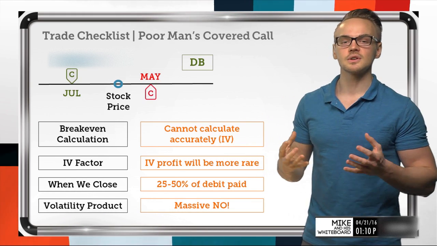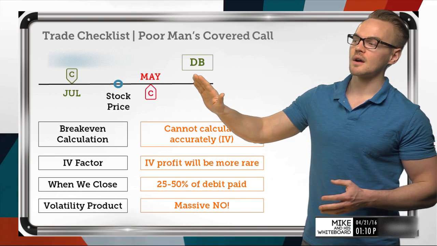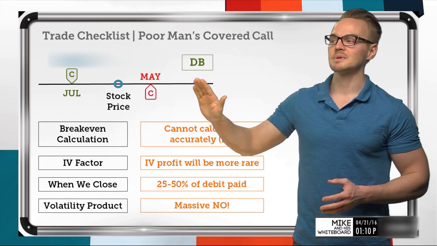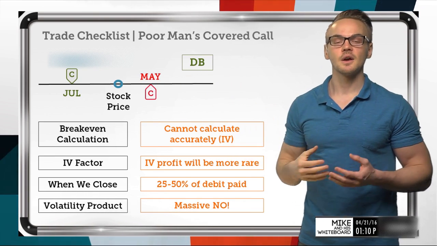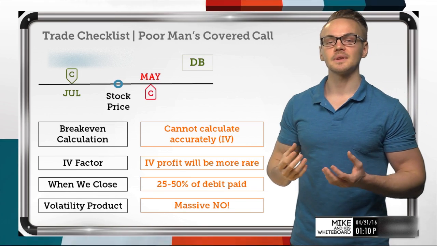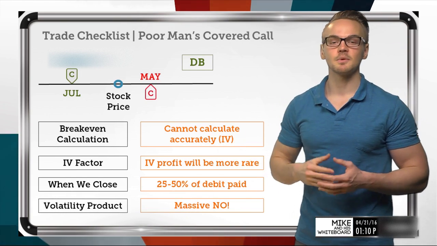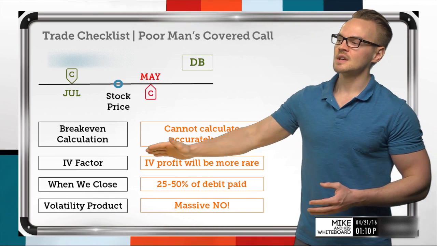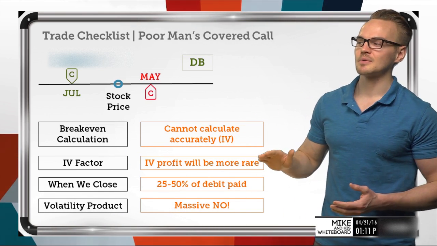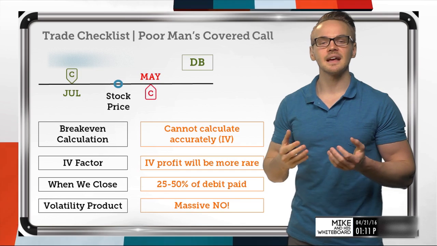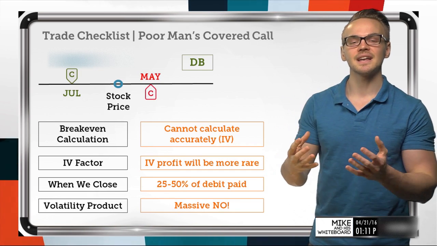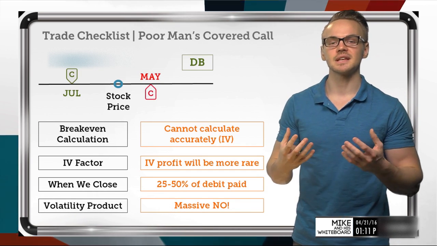So we don't really look to calculate the break-even, but we are very comfortable with the debit we paid because that will be our max loss. We can't lose more than the debit we paid in this particular situation unless we're dealing with the volatility product, but we'll get into that in just a bit. So the IV factor here, the IV profit will be more rare. And again, that just goes to show the hedge against this strategy that usually takes place.